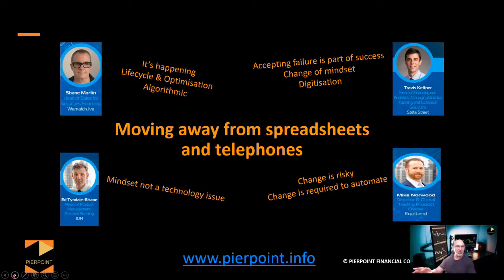But Mike gave us a good grounding of reality, repeating that change is risky. But again, going into that digitization process, and even before digitization, Mike said, if you're going to automate something, you have to change, because by definition, you can't repeat something that wasn't automated in the past. Rather than automate the traditional process, you need to rethink that and automate in a better fashion, in a more effective way.